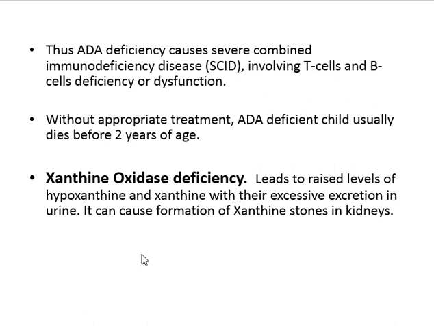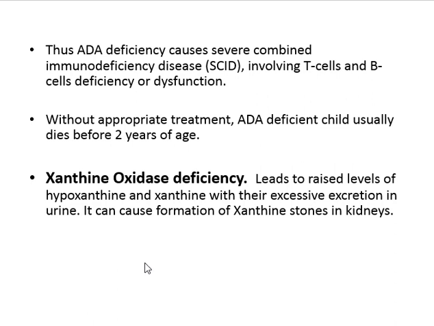Another cause of hypouricemia is the deficiency of xanthine oxidase. As we know that xanthine oxidase catalyzes the oxidation of hypoxanthine and xanthine to the uric acid. Thus, with the deficiency of xanthine oxidase, the formation of uric acid is inhibited, and then there is accumulation of hypoxanthine and xanthine.